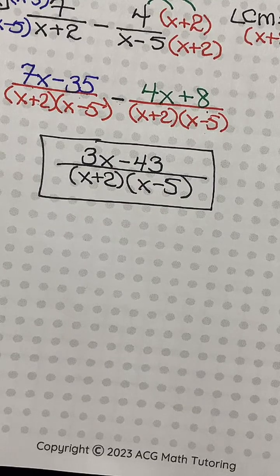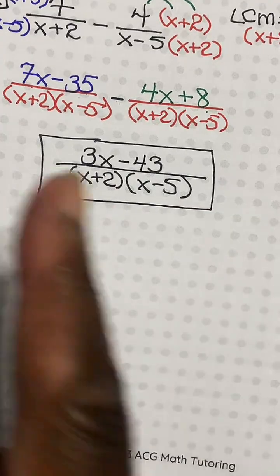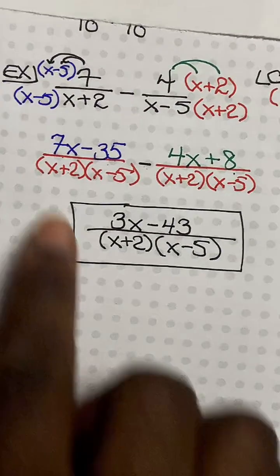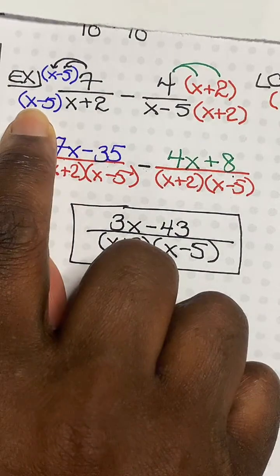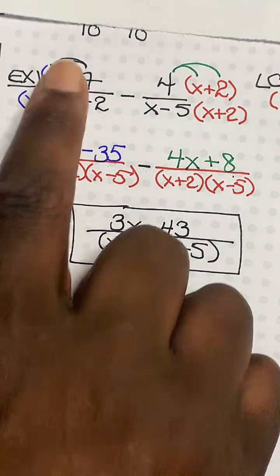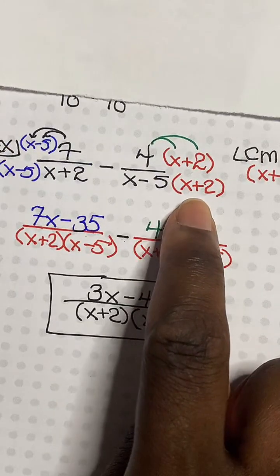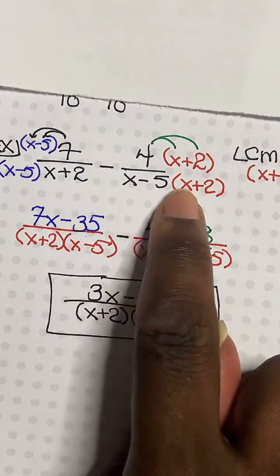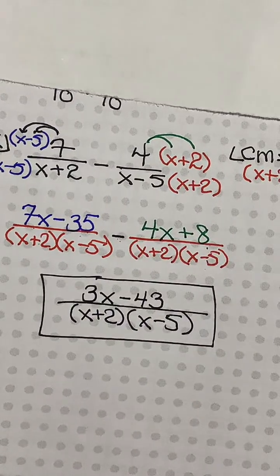So the key thing with adding and subtracting is you need to have a common denominator. Once you have the common denominator, you look at your LCM. All you're doing is multiplying each of the ratios with what it's missing from the common denominator. This one was missing the x minus 5. Whatever you multiply in the denominator, you have to multiply in the numerator. This one was missing my x plus 2. So I had to do the distributive property, where whatever I multiply in the denominator, I multiply in the numerator.